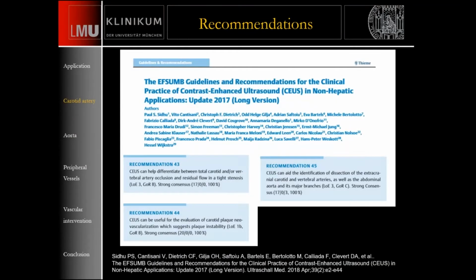The recommendation from the EFSUMB guidelines is that contrast-enhanced ultrasound could be very helpful to differentiate between total occlusion and partial occlusion because it could show even residual flow in a tiny stenosis. It's also helpful for the evaluation of plaques and also for better enhancement of the vertebral arteries and also of the aorta.